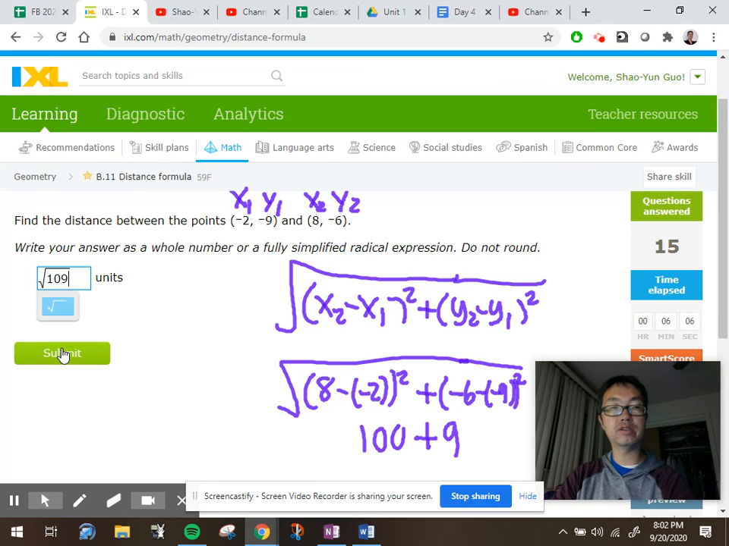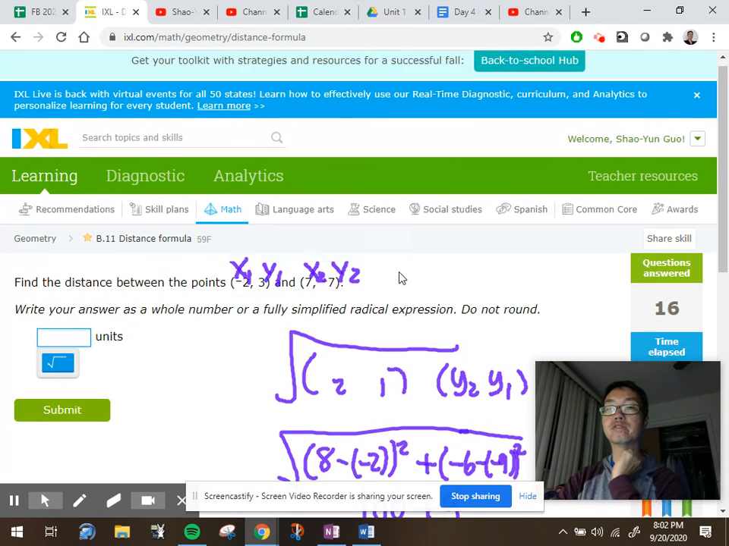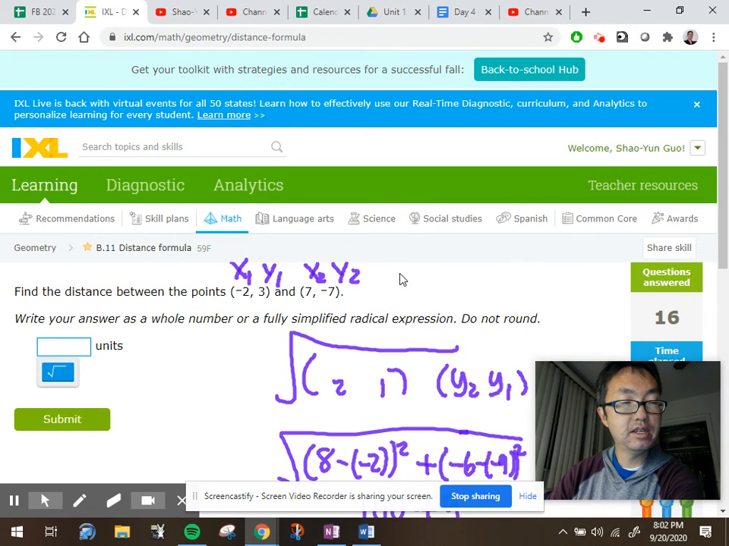Alright, wasn't able to complete it, but got pretty far. Got up to 91 in about 5.5 minutes. That's IXL Geometry B11. Good luck with this. Let me know if you have questions on radicals.